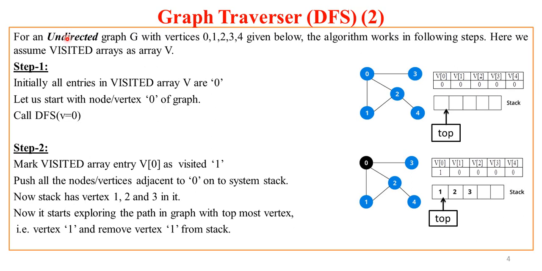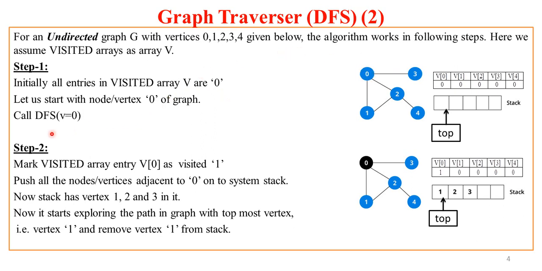Now here, for a given undirected graph G having vertices 0, 1, 2, 3 and 4, which is shown over here, our algorithm will work in the following steps. We assume that our visited array is the array V, an abbreviated name. Initially all the vertices are unvisited, so all entries are marked as 0. For vertices 0, 1, 2, 3, 4, all are unvisited. Assume that we have started with vertex 0 as the initial vertex.